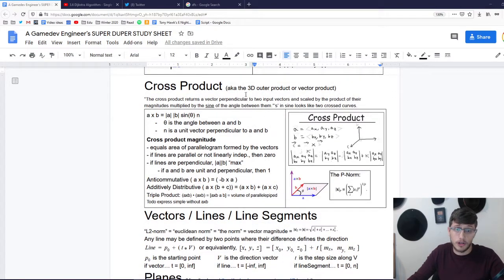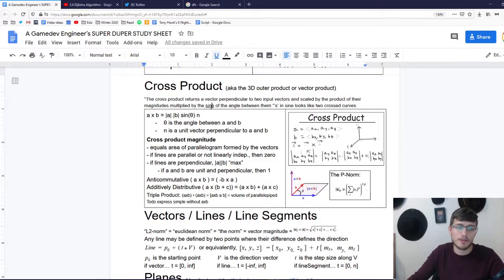So the cross product, also known as the 3D outer product or the vector product. They're going to ask you what that is on the interview. They're going to say, hey, what's the cross product? And you're going to say, the cross product returns a vector perpendicular to two input vectors and scaled by the product of their magnitudes multiplied by the sine of the angle between them.